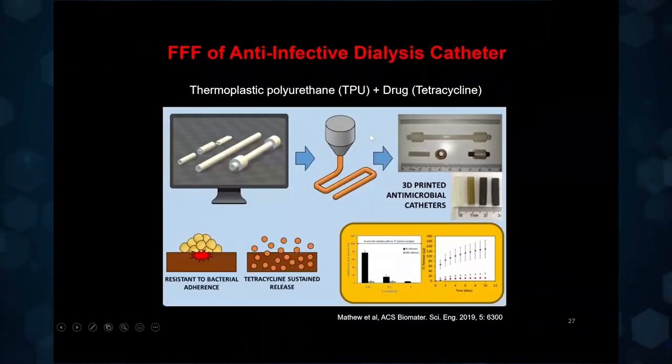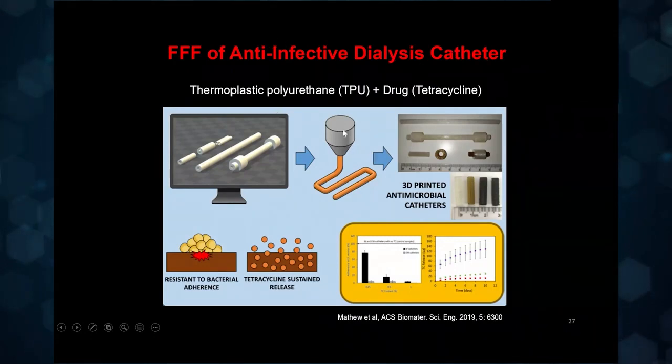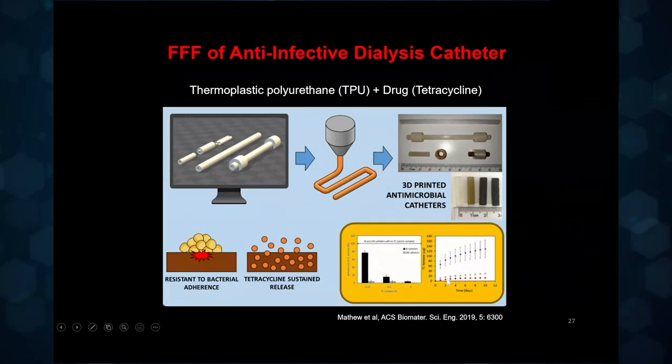So this is one example where people have tried to use this kind of technology to make an anti-infective dialysis catheter. They've taken a polyurethane and they've added an antibiotic. In fact, there are some other additives they've added so that the drug is stable and also you get sustained release. So they've made a few designs. They've used 3D printing and they've printed these parts. And what they show here is that the drugs exhibit a controlled release from these devices, such that if bacteria were to adhere to it, it would be resisted by the release of drugs, and therefore you can minimize infections during dialysis by using these kinds of catheters.